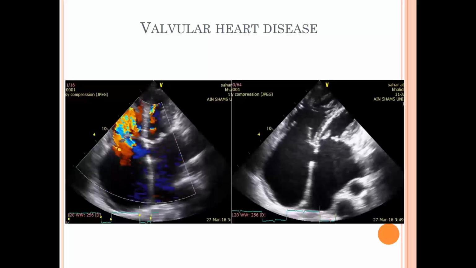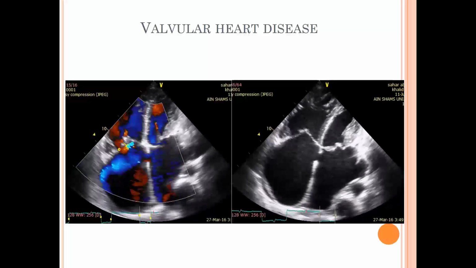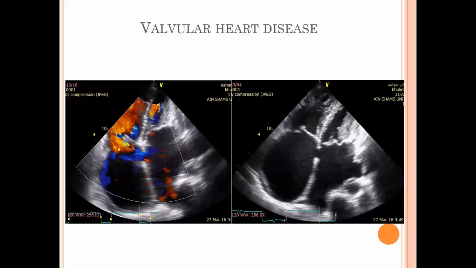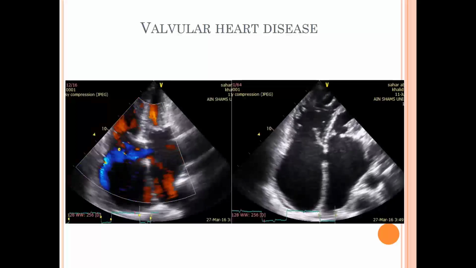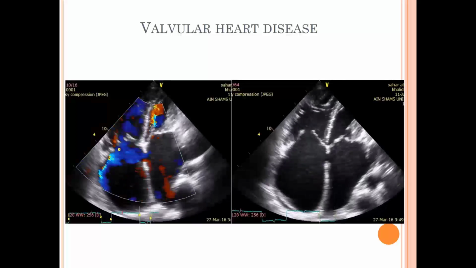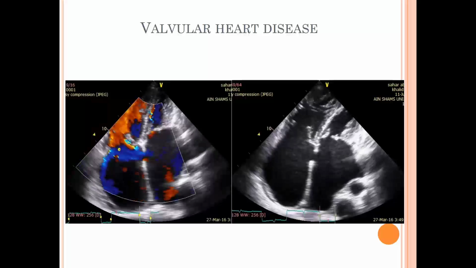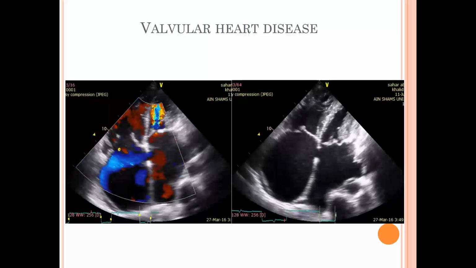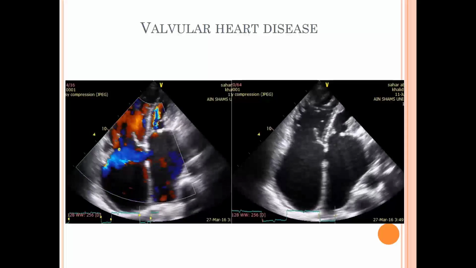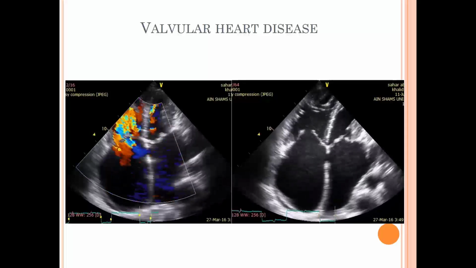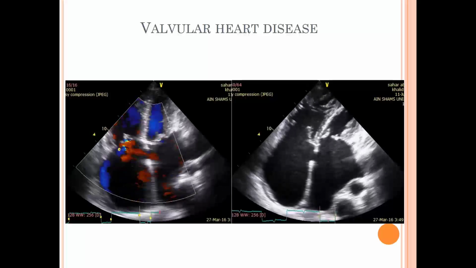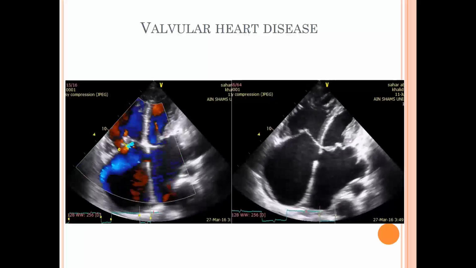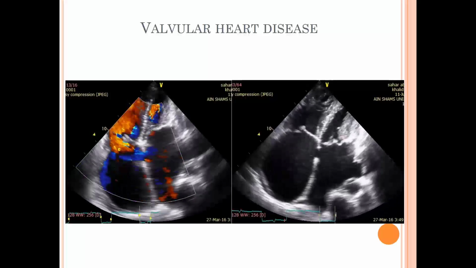From here, this is the same patient with a 4-chamber view. As you can see, the ankylosed posterior leaflet of the mitral valve, the restricted motion of the anterior mitral leaflet, the markedly dilated both atria, the right and the left atrium, and the dilated RV with impaired functions.